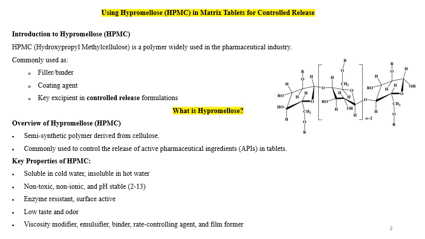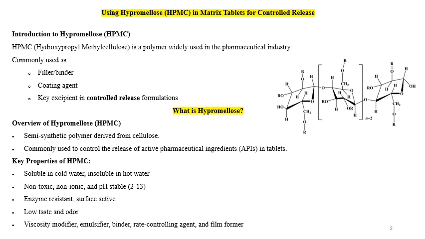HPMC has certain key properties. It is soluble in cold water, insoluble in hot water, non-toxic, non-ionic, and it is stable to pH. That means this polymer is independent of pH, and its pH stability is wide, that is 2 to 13. It is resistant to enzymes, it is surface active, and has low taste and odor, it doesn't have any bad taste and odor. It is used as a viscosity modifier, emulsifier, binder, a rate controlling agent, and a film former.